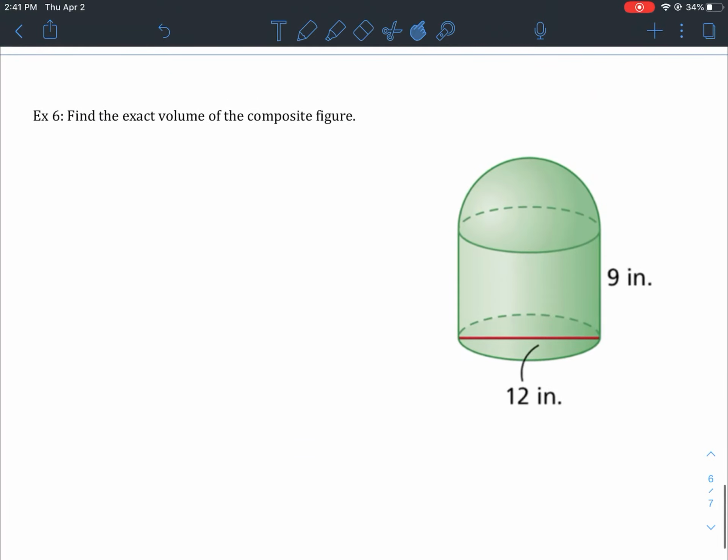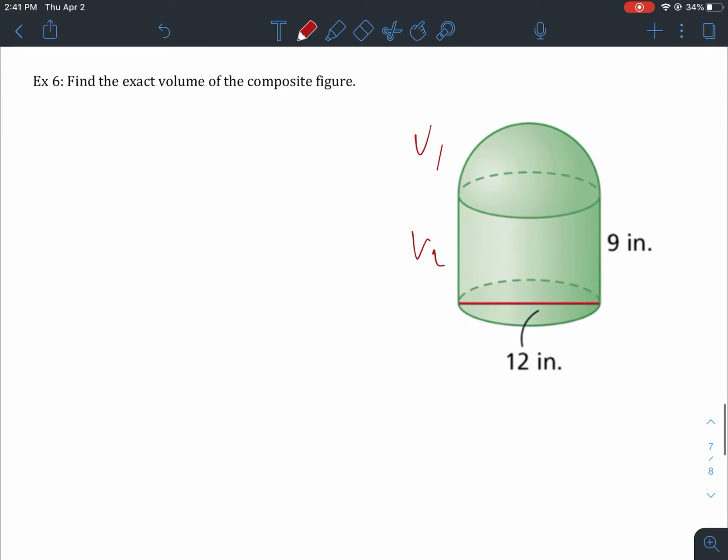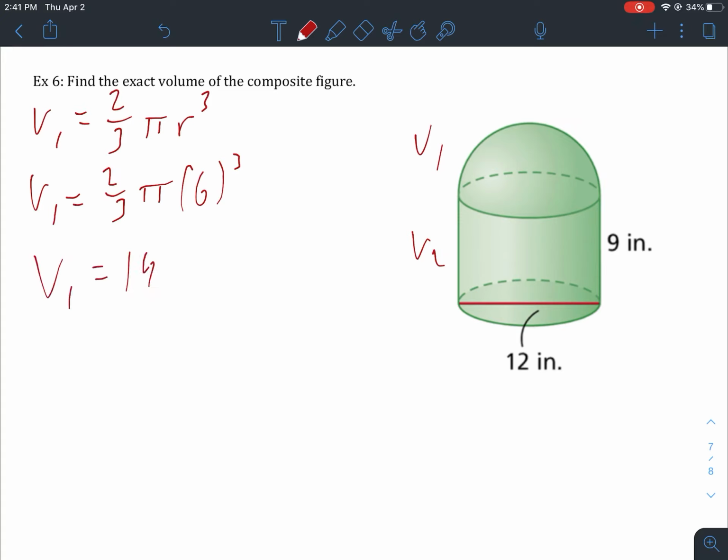All right, last one. We have a hemisphere, which I'll call V1, and we have a cylinder, which I'll call V2. So V1, remember this is from problem, I think 2 or 3 earlier today, is 2/3 pi r cubed. So V1 is 2/3 pi times 6 cubed. So typing 6 cubed into our calculator and multiplying it by 2/3, we get 144 pi.